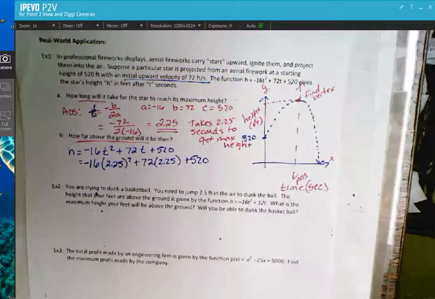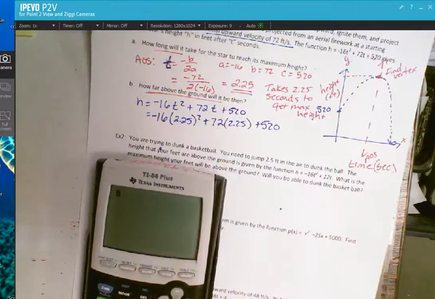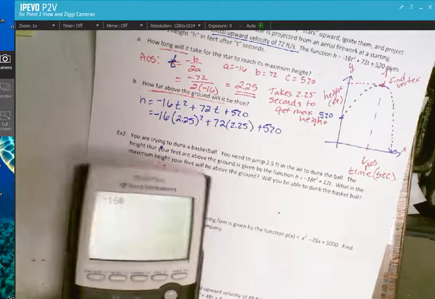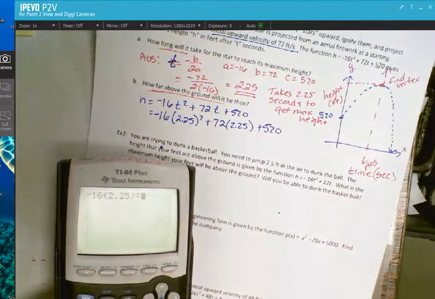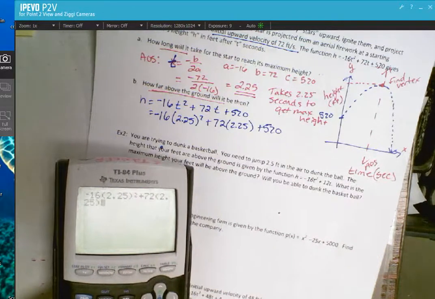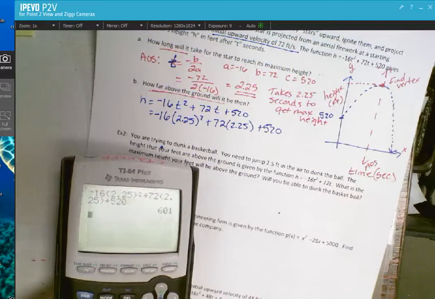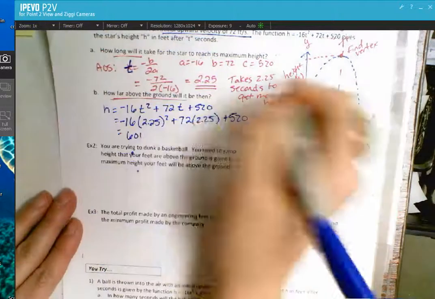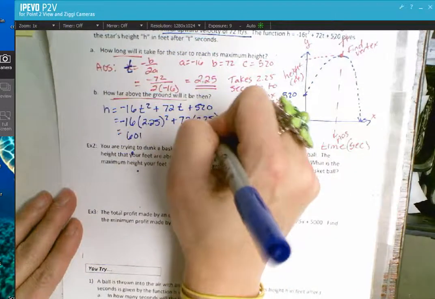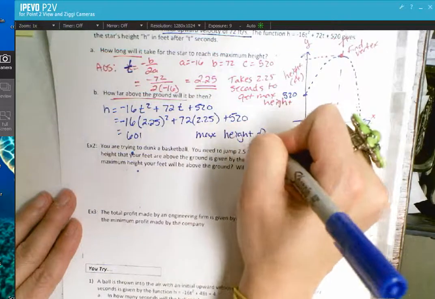This should be easy because we have a tool that does it for us. I should be able to put that exactly into my calculator and come out peachy. So negative 16 times 2.25 squared plus 72 times 2.25 plus 520. Exactly as you see it, put it in your calculator and you get 601. So equals 601. Max height of 601 feet.